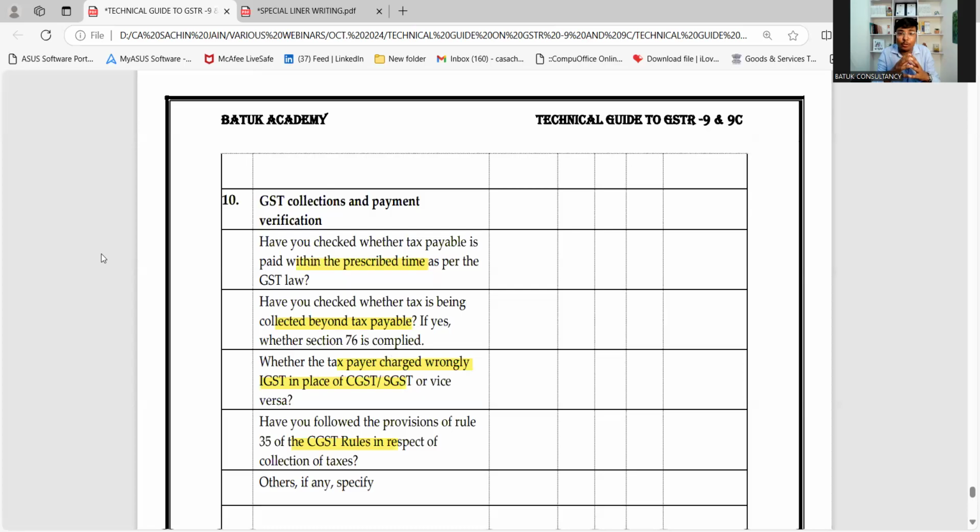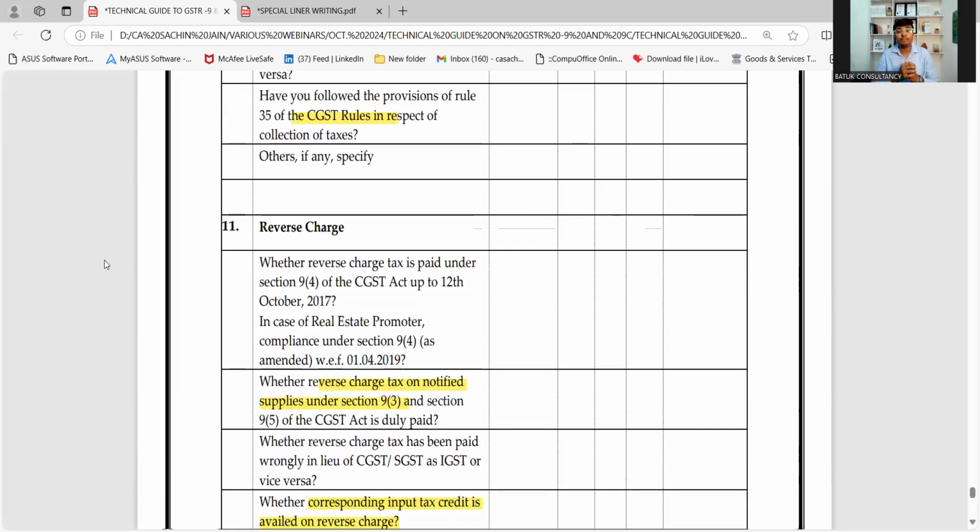These types of things we need to ensure. The GST collected, whether the rate is correct or not, whether the amount collected has been paid to the government or not, and whether the place of supply has been correctly determined or not. That means, where the taxpayer has charged IGST instead of CGST or SGST. So we just need to ensure these types of things. Whether the reverse charge mechanism as per section 9 subsection 3, government has specified a list of goods or services on which RCM is applicable.